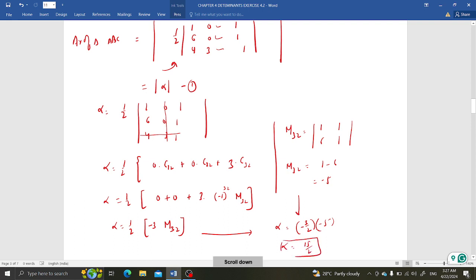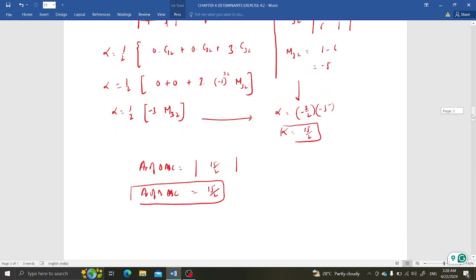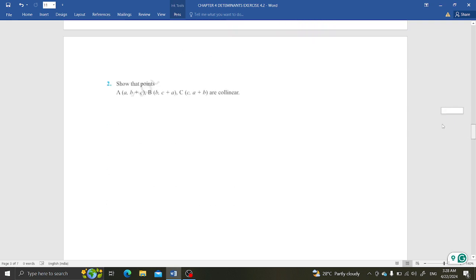If alpha value is 15 upon 2, we will put this value in the first equation, and the area of triangle ABC will be equal to mod of alpha, that is 15 by 2. As it is already positive, there is no effect. Hence, this is the area of triangle ABC. If alpha value is negative, then we need to take its absolute value, because we already know that area can't be negative. It is always non-negative, either 0 or positive. The other two questions you need to do in the same manner. Move on to the next question.